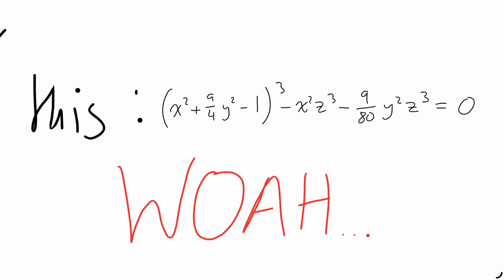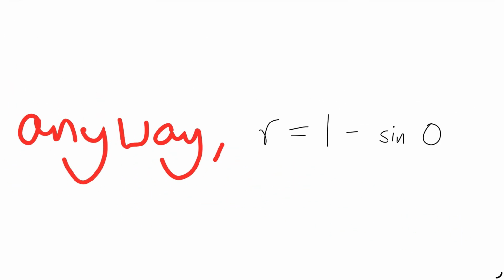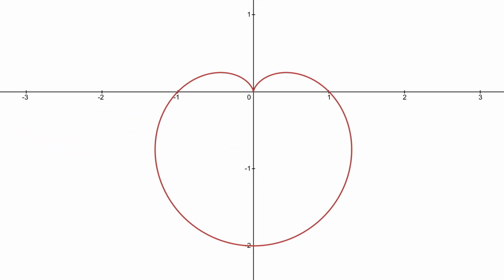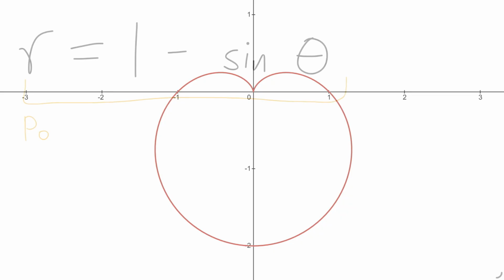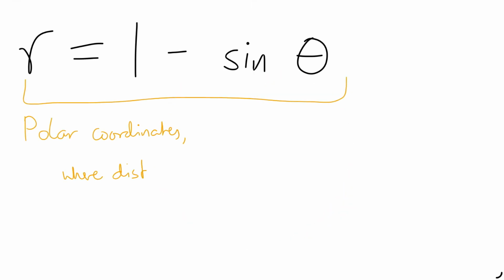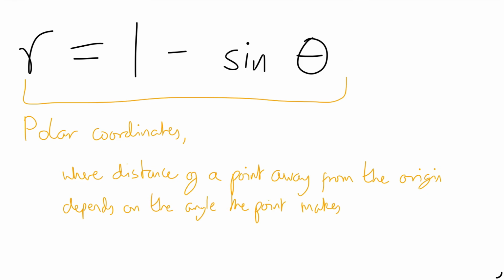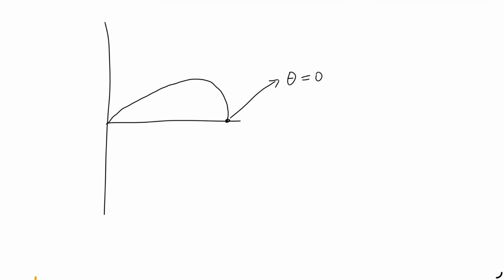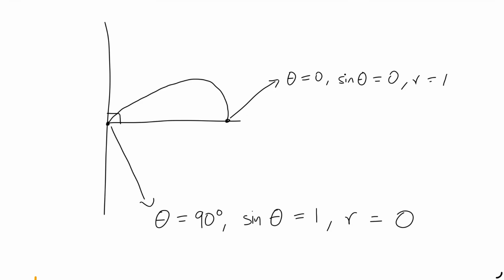Let's move on to the next one, which has a much simpler formula of r equals 1 minus sine theta, which forms this nice heart here. If you're unfamiliar with this notation, these are polar coordinates, where the distance of a point away from the origin depends on the angle it makes going anti-clockwise from the positive x-axis. And I think this is pretty clear to see here. When theta is 0, sine theta is 0, and so our point is 1 away from the origin. When theta is 90, sine theta is 1, and that's why we get this point that's on the origin.